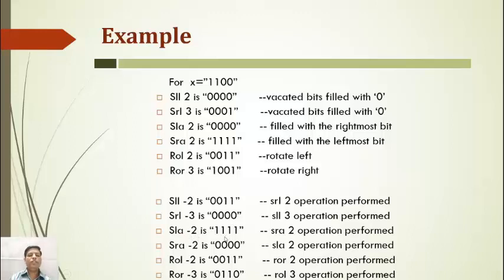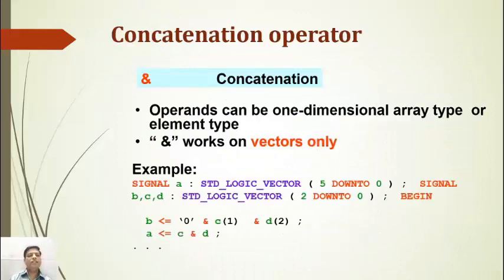SLA -2 is all four 1s. SRA -2 is all four 0s, 0000. ROL -2 is 0011. ROR -3 is 0110, which is a rotate ROL 3 operation. In this way we are considering all the examples related to shift operators. Then next, the concatenation operator.